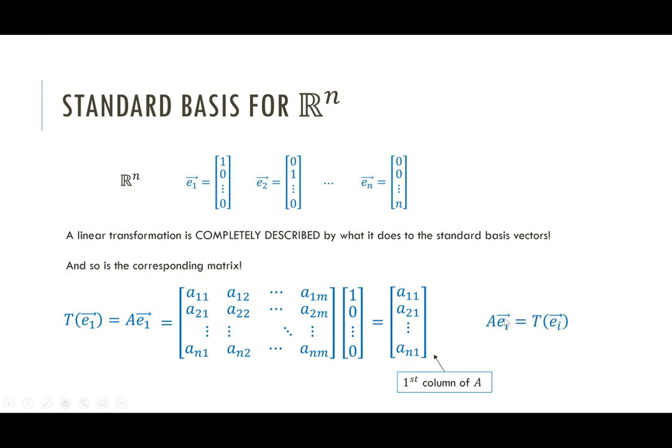the matrix A times any basis vector e sub i, and this is just a random basis vector, that's going to be equal to T, the transformation of the basis vector. Since this matrix multiplication gives you the ith column of A, then the transformation of the ith basis vector should give you the ith column of A. So this is the fact we are going to use. This is how we find the matrix of a linear transformation.